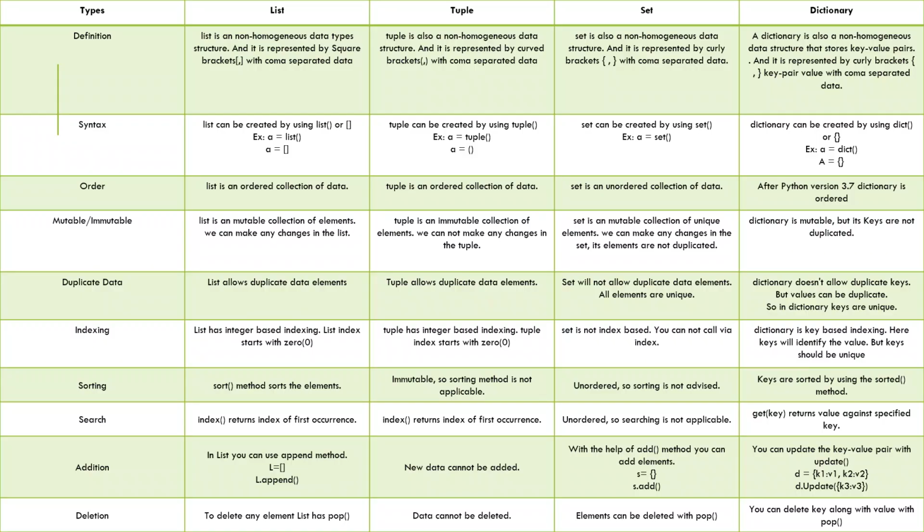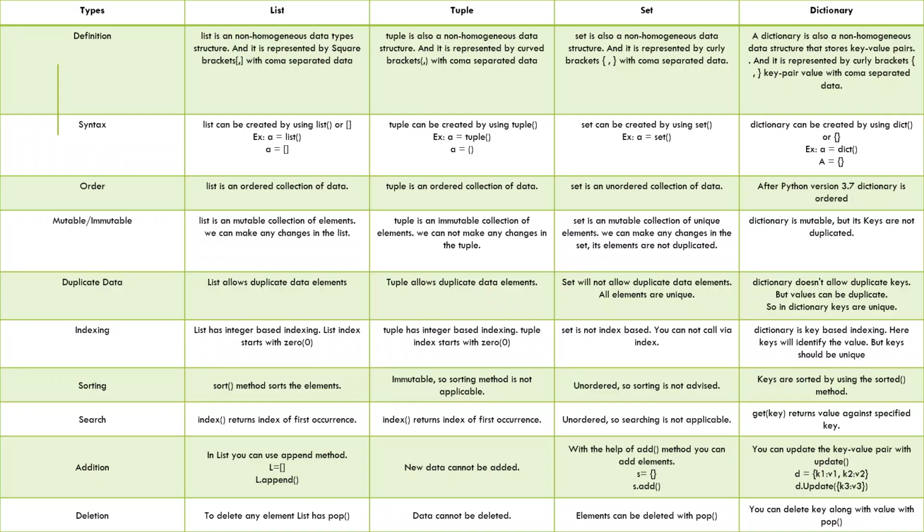So these are the non-homogeneous. A list is represented with square brackets, a tuple with round brackets, a set with curly brackets, and a dictionary with key-value pairs. The syntax functions are list, tuple, set, or dict. Now I will quickly tell you the odd man outs here.